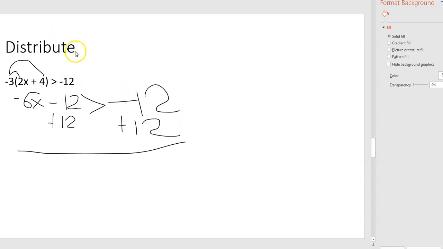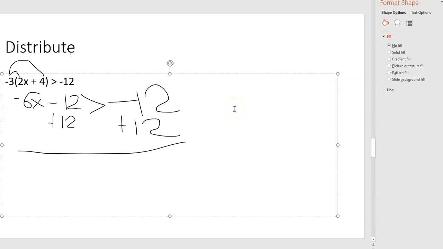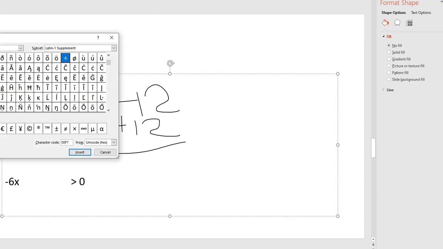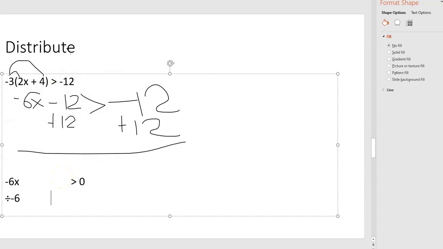And I'm going to switch to typing because I think it's going to be easier to see. So that gives me negative 6x is greater than 0. I divide by negative 6 here. And I have to do the same thing over here, which gives me x and 0. I divided by a negative, so that greater than becomes a less than.